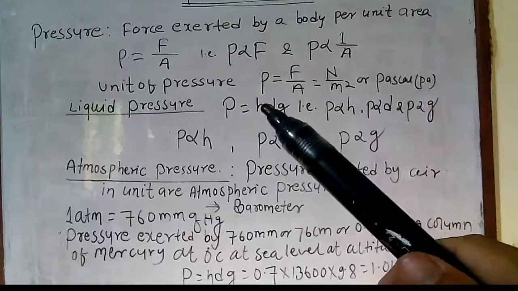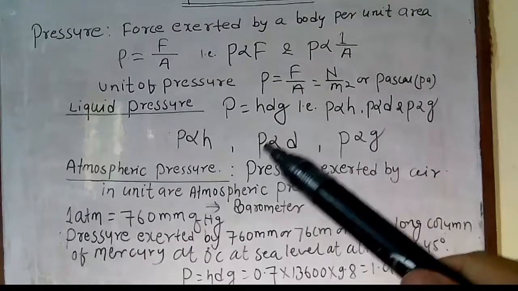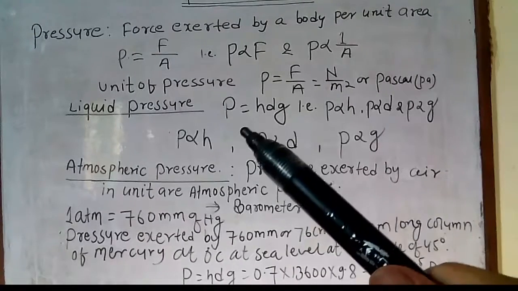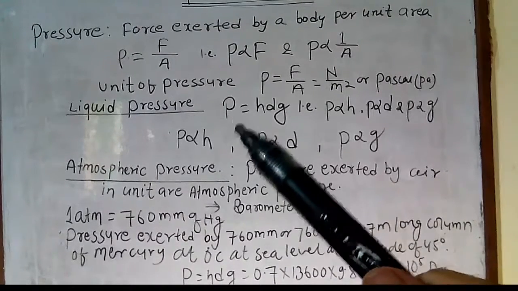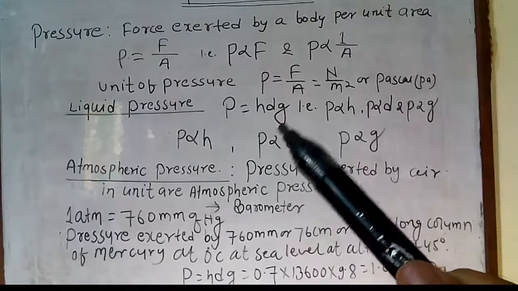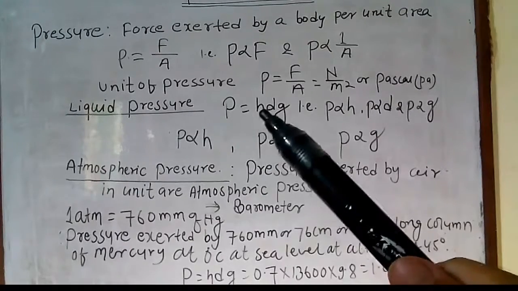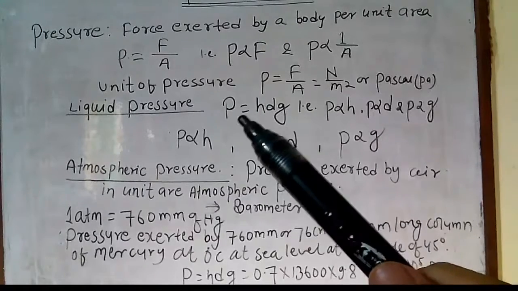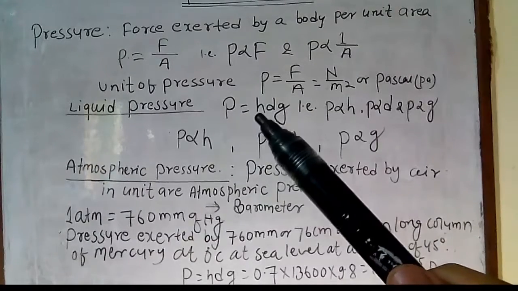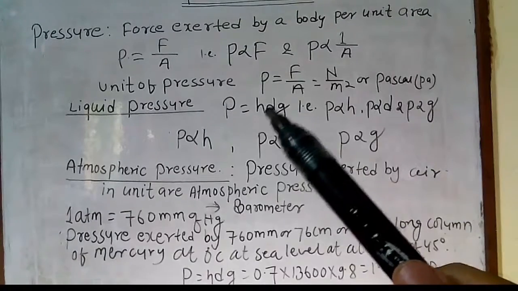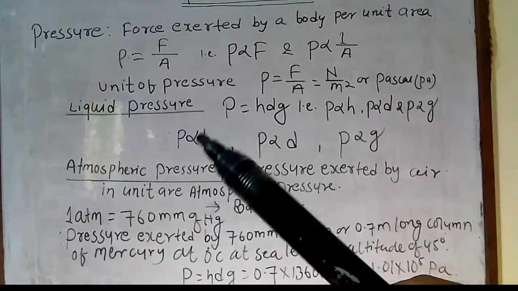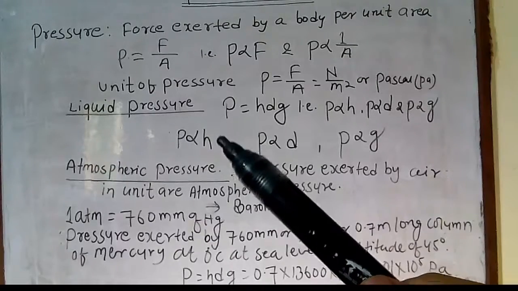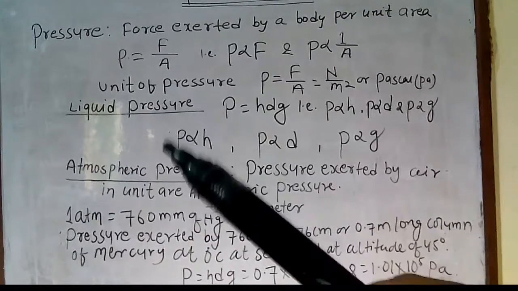Once again, the pressure exerted by a liquid on the base of a container is called liquid pressure, and the formula of liquid pressure is P equals h d g. So what does it mean? It means that liquid pressure is directly proportional to h, meaning height or depth. So when depth is increased, pressure is increased, and when depth is decreased, pressure is decreased.